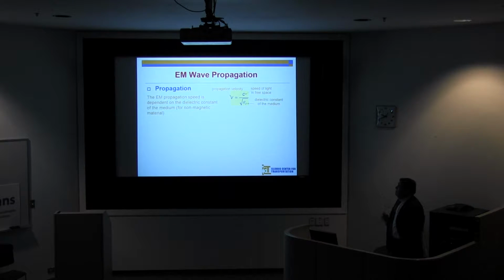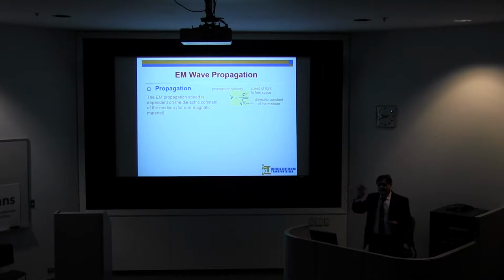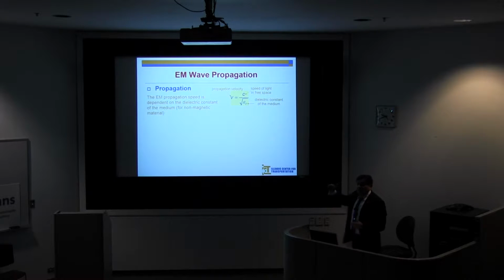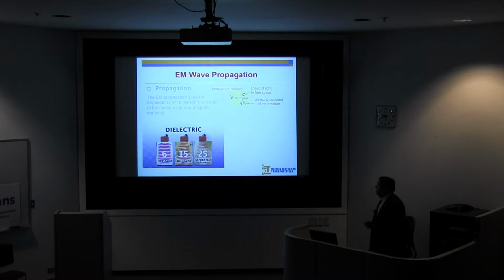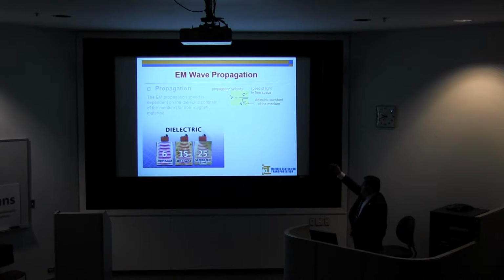For our application, instead, this wave goes through free space at the speed of light. If it goes through a material, it's going to be at a slower speed. The slower speed is the speed of light divided by the square root of the dielectric constant of the material. Each material has a dielectric constant. For example, if I have a dry sand, this wave is going to go much faster than if I have a wet sand. And if I have a saturated sand, then it is going to get much slower.